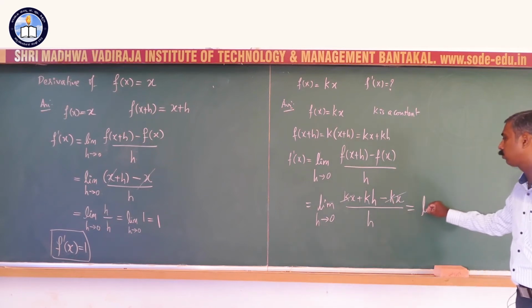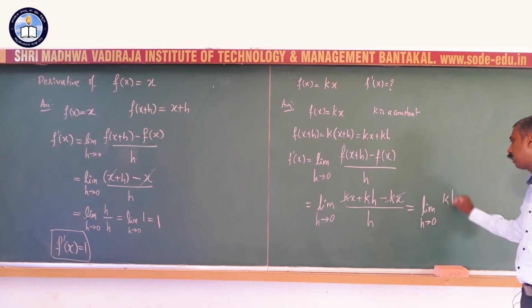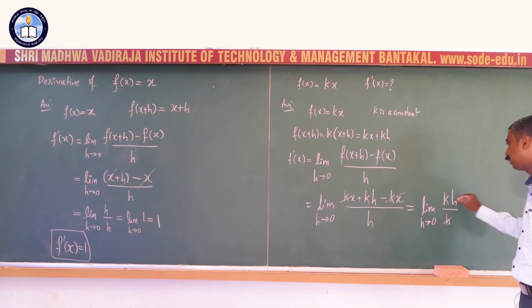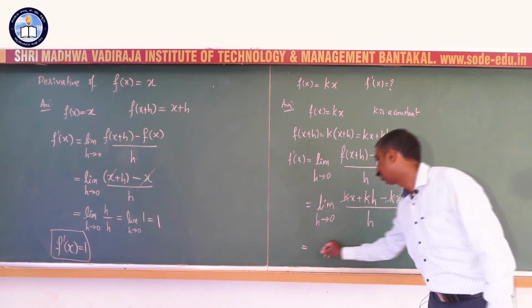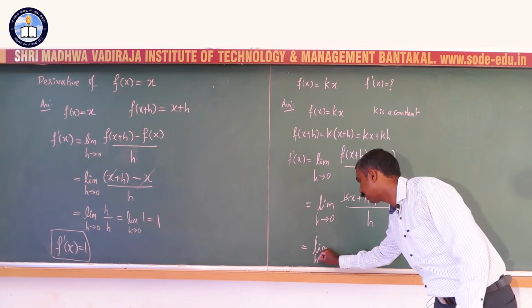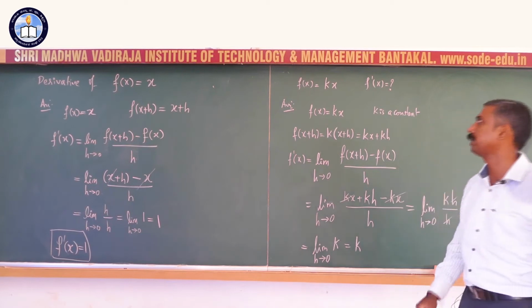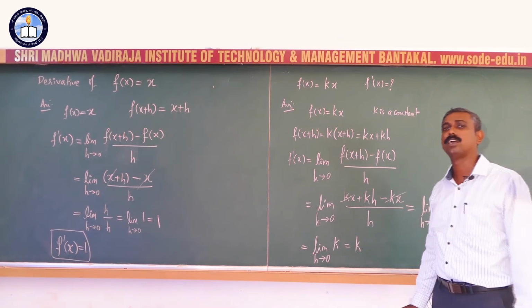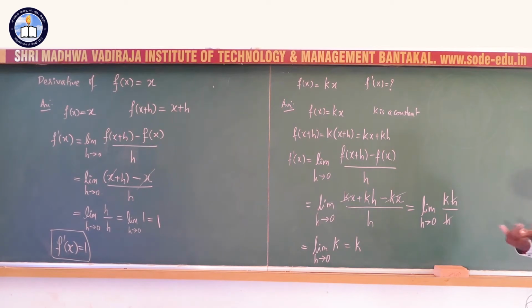So, which is equal to limit h tending to 0, kh divided by h cancels. Now, limit of a constant, what is that? Limit h tending to 0, k which is equal to k itself. So, what is the derivative of kx? It is k only. Now, we have derivative of x, derivative of kx.